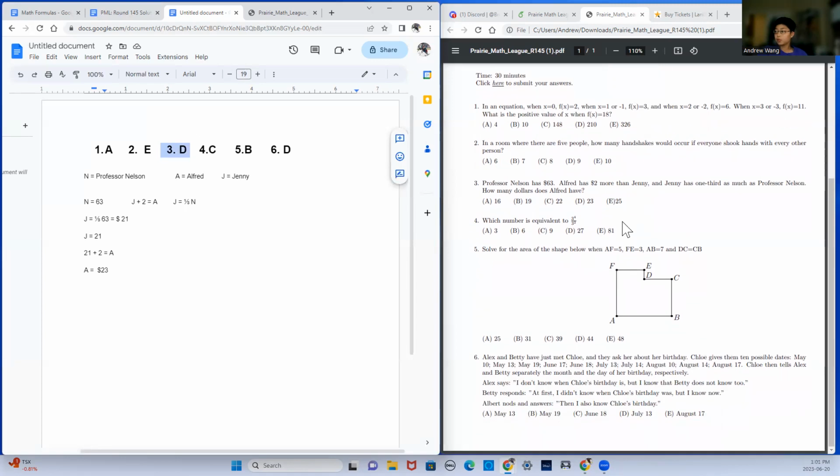Now let's look at question 4. It's a pretty short question, so I can still read it out. Which number is equivalent to 3 to the 4 over 3 to the 2? Let's erase question 3 first. For this one, I can actually draw this out, I think it'd be easier. So, 3 to the 4 over 3 to the 2.